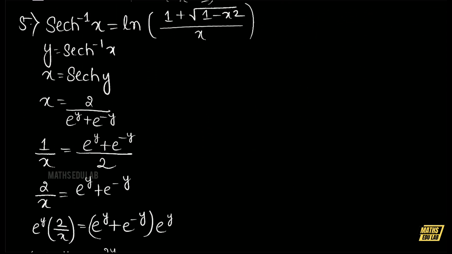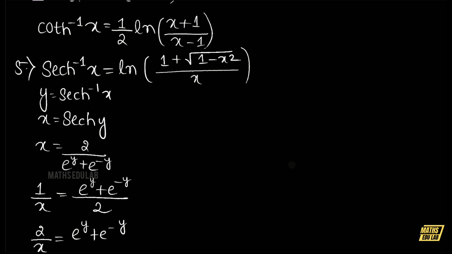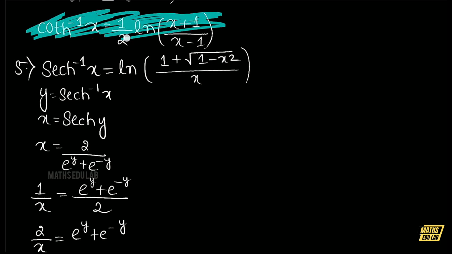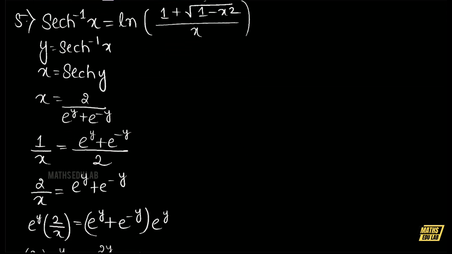So the next formula is sec hyperbolic inverse x is equal to ln of 1 plus root over 1 minus x square, upon x. So let me highlight this one. So this is what we got. Now we will do the fifth formula.